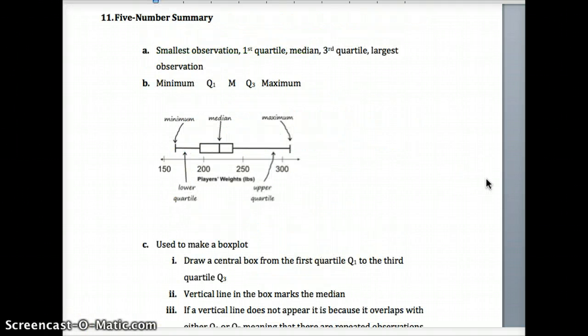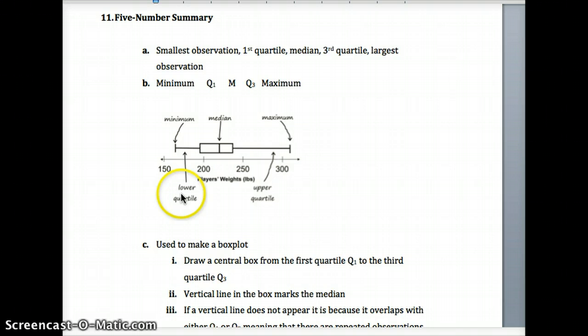So we can use all this data and summarize it with a 5-number summary. Our 5 numbers are the smallest observation, the first quartile, the median, the third quartile, and the largest observation. Remember, the median is essentially the second quartile.